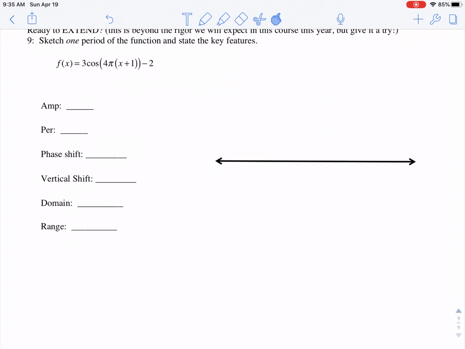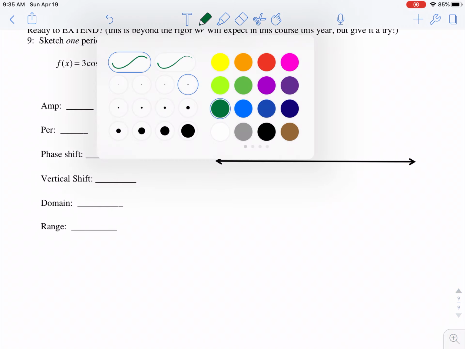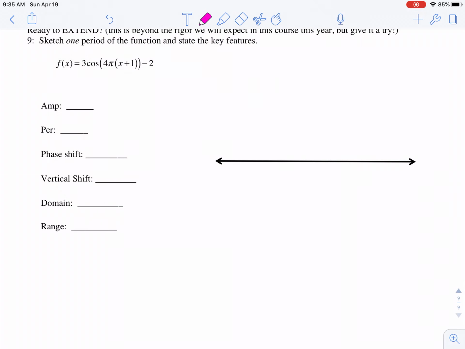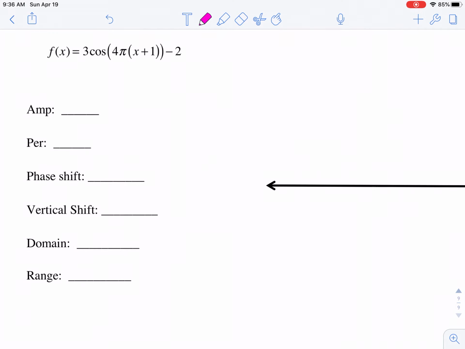All right, so this one is the extension problem. If you are feeling ready to extend, this is a type of problem that you might have seen if we were able to be all together at this time learning, but this level of complexity you will not see this year when we are assessing you. But I still think you're ready to do it.